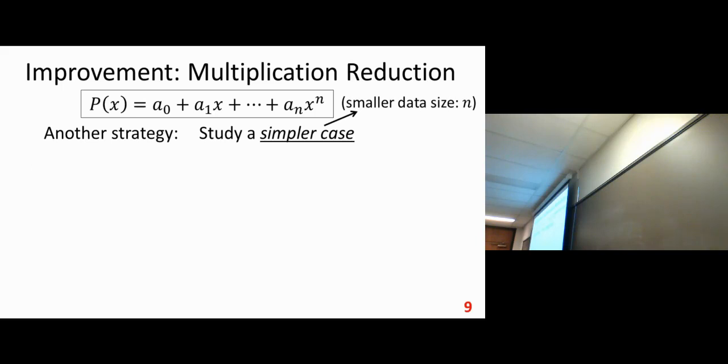Smaller data size. When this number is small, that's easy, right? n is not a big one. 2, 3, 4, is that easy? Simpler problem with smaller problem size. So let's do that. Let's consider n equals 2. That should be easy, right? So we can solve that easily. How do we do this?